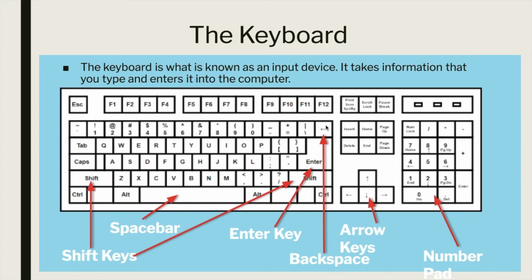The next is your arrow keys. These can be used to scroll or if you're playing a game, anything like that. The next thing is your number pad. You also have your numbers up here, but this is a quicker way sometimes or easier to find way of typing those numbers. So there's your number pad. Okay. Moving on to the next slide.